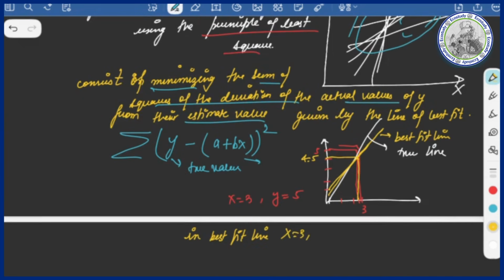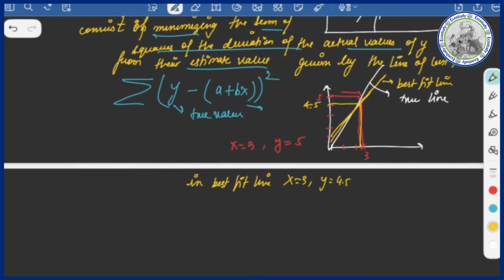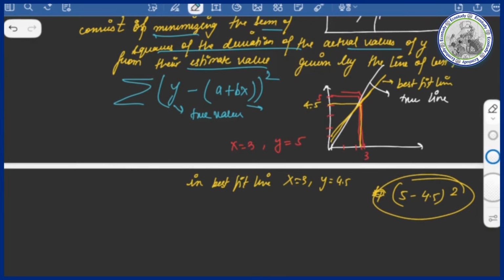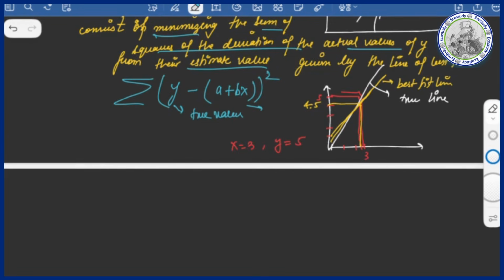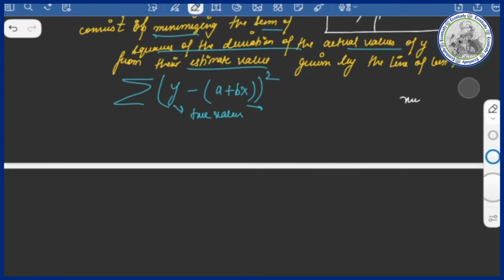X is equal to 3, y is equal to 4.5. Then we should minimize this error, meaning (5 minus 4.5) squared. We have to minimize this for all the values. Here it is only a single value, but when we minimize it we have many values, for example 10, 20, 40. We will see an example, and it will become clear. Okay, I hope you understand why we minimize it.